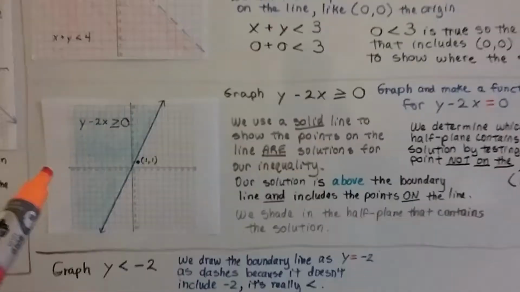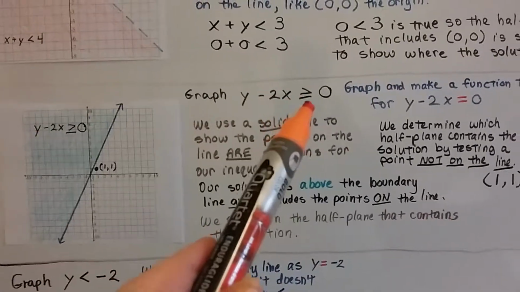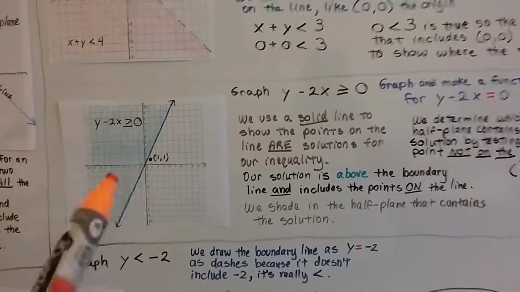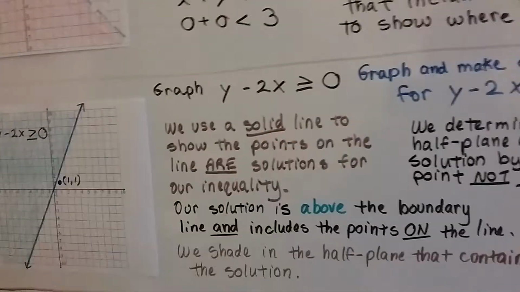All right, look at this one. It says graph y minus 2x is greater than or equal to 0. Now, what you have to realize is that the y is first and then the x is second.